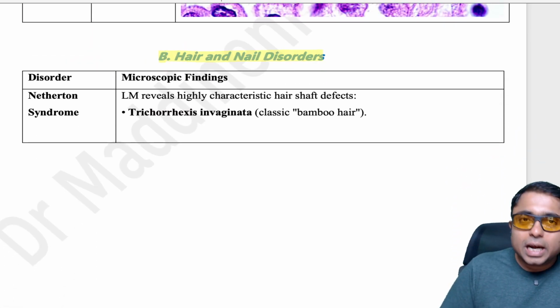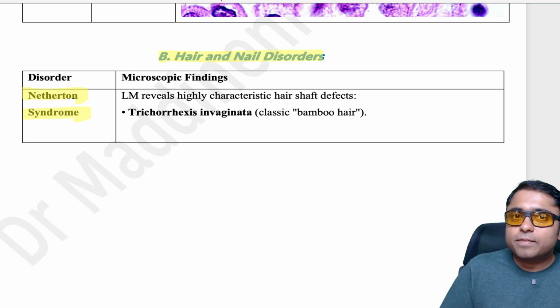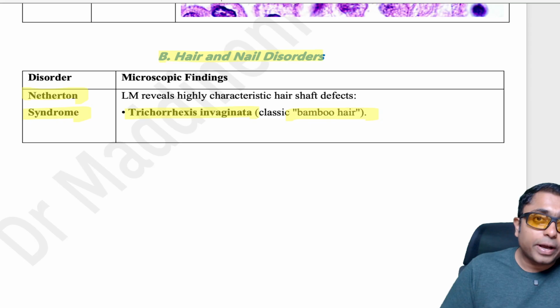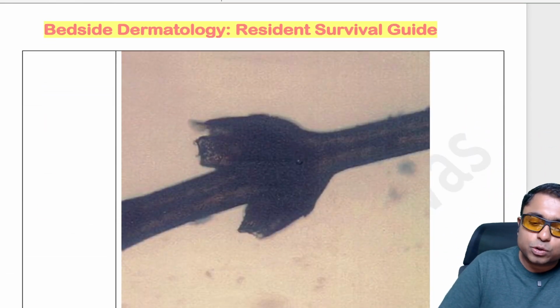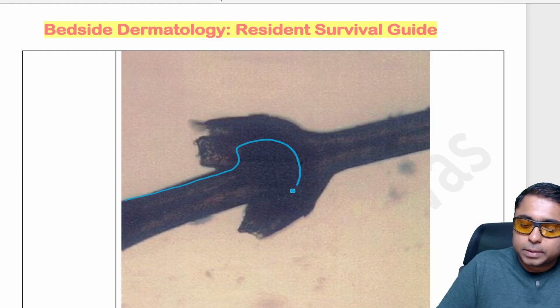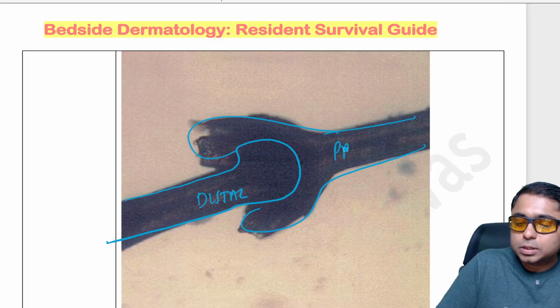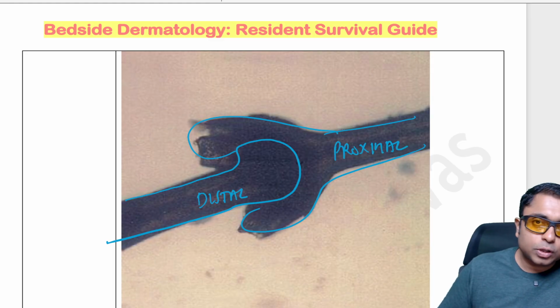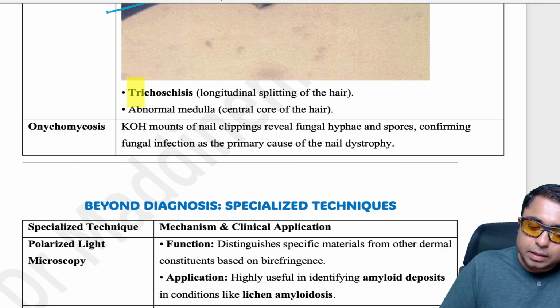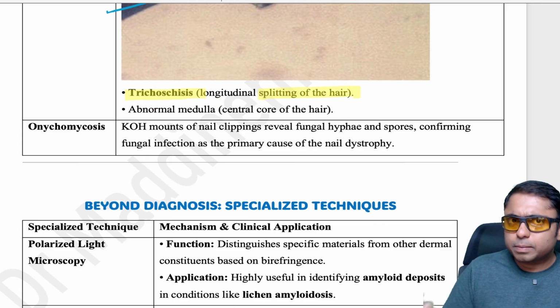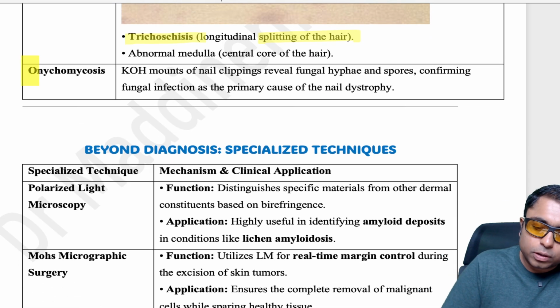And in the case of hair and nail disorders, there is Netherton syndrome, where we are going to see this bamboo hair under the microscope, which is also called trichorrhexis invaginata, where the hair shaft has some defects, because of which this part of the hair forms the ball, and this part forms the socket, as you can see here. This ball is basically the distal part of the hair shaft, and this is the proximal part, right? And apart from that, even trichoschisis, that is splitting of the hair, can also be observed on the microscope. With the naked eye we cannot find it out.